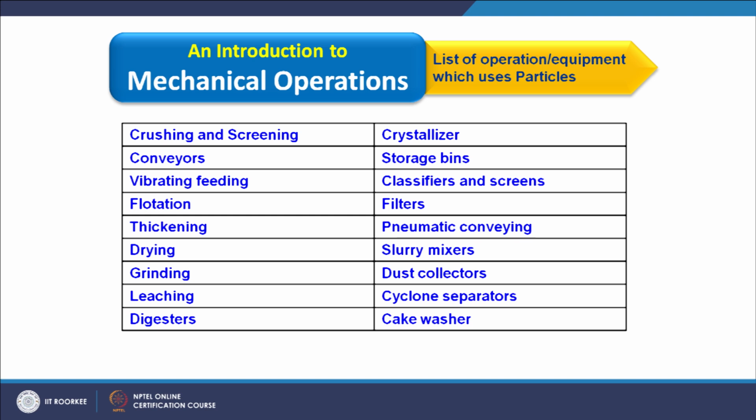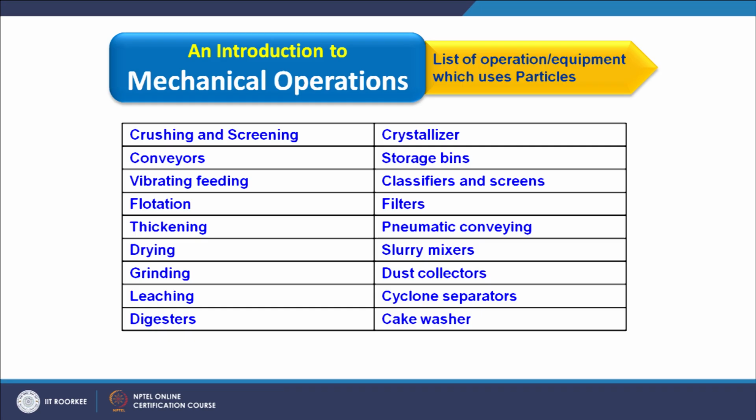And here I have a list of the operations and equipment which use particles. These are the operations in which particles are used, and these are the equipment which use particles. So there are different operations we have, like crushing and screening, conveyors, vibrating feeders, flotation, thickening, drying, grinding, leaching, etc., and equipment like crystallizer, storage bins, classifiers and screens, filters, pneumatic conveying, and there are many more. So these are some operations as well as equipment which involve mechanical operation.